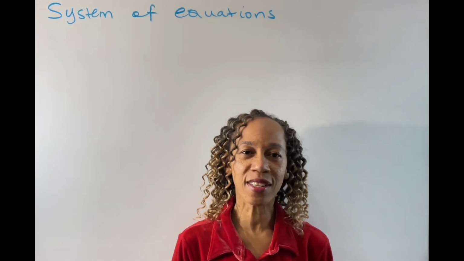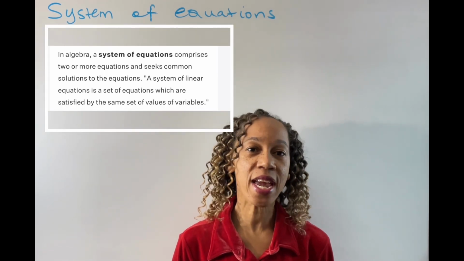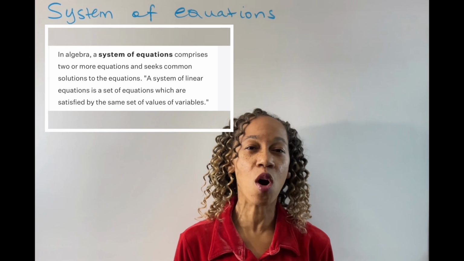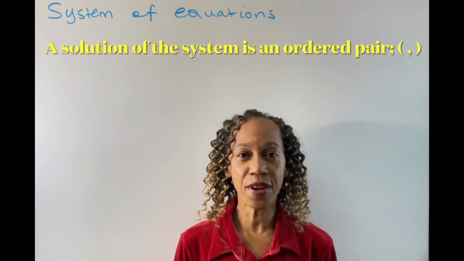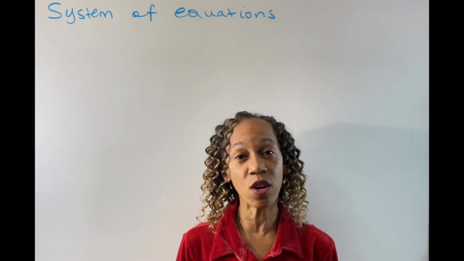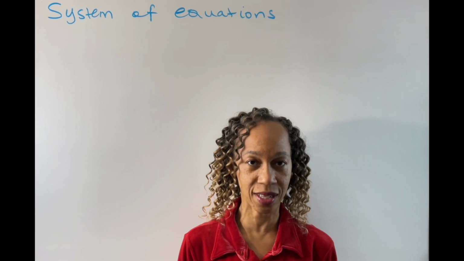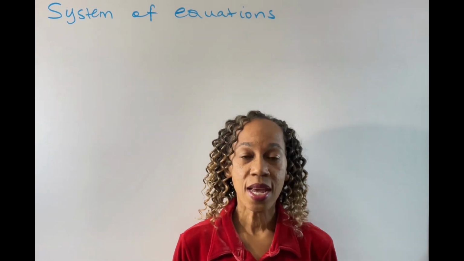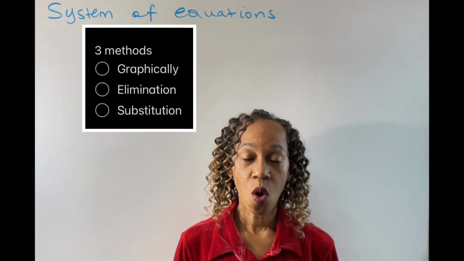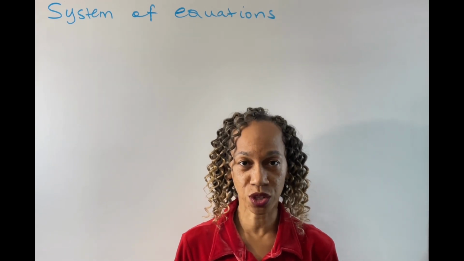Today I am going to discuss systems of linear equations. A system of linear equations is a set of two or more linear equations in the same variables. A solution of a system of linear equations is an ordered pair that is a solution of each equation in the system. There are three methods of solving a system of linear equations. It can be solved graphically, or by elimination, or by substitution.